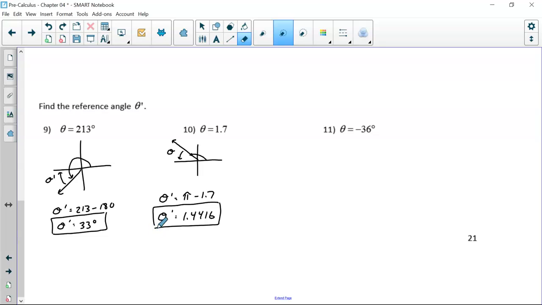When theta is negative 36, remember that negative angle, we're going clockwise. We're in that fourth quadrant. So theta prime is going to bring me back to the x-axis as quick as possible. So really all we're going to be doing is just going backwards, going another 36 degrees. So theta prime is 36 degrees. Really not a whole lot of work there because we're working with an acute angle already. We just had to make it a positive, and there we go.